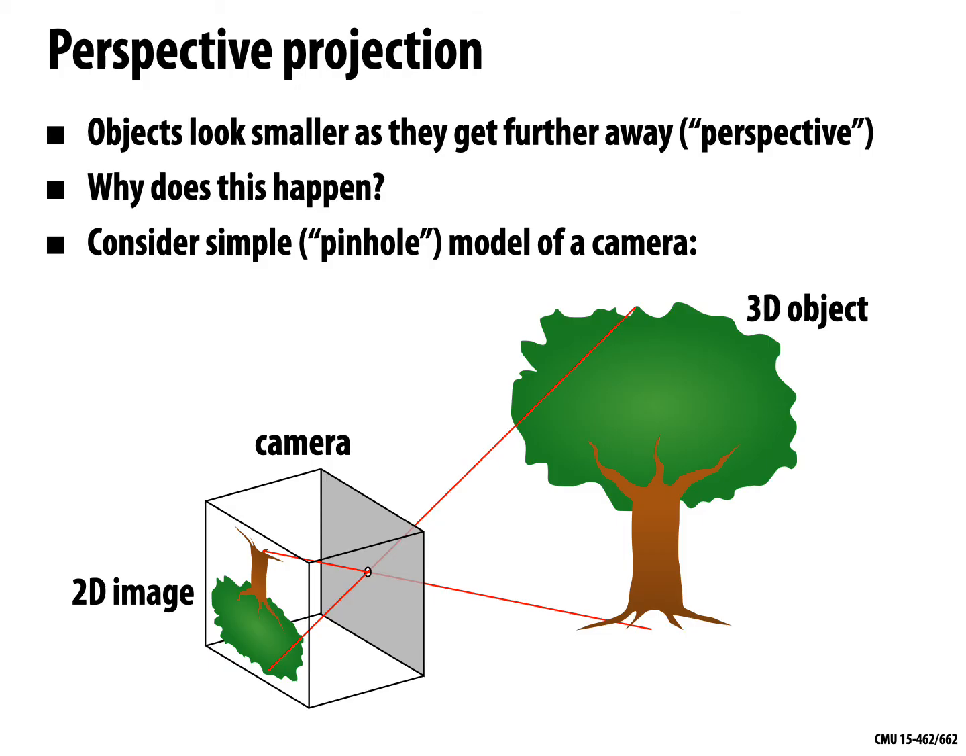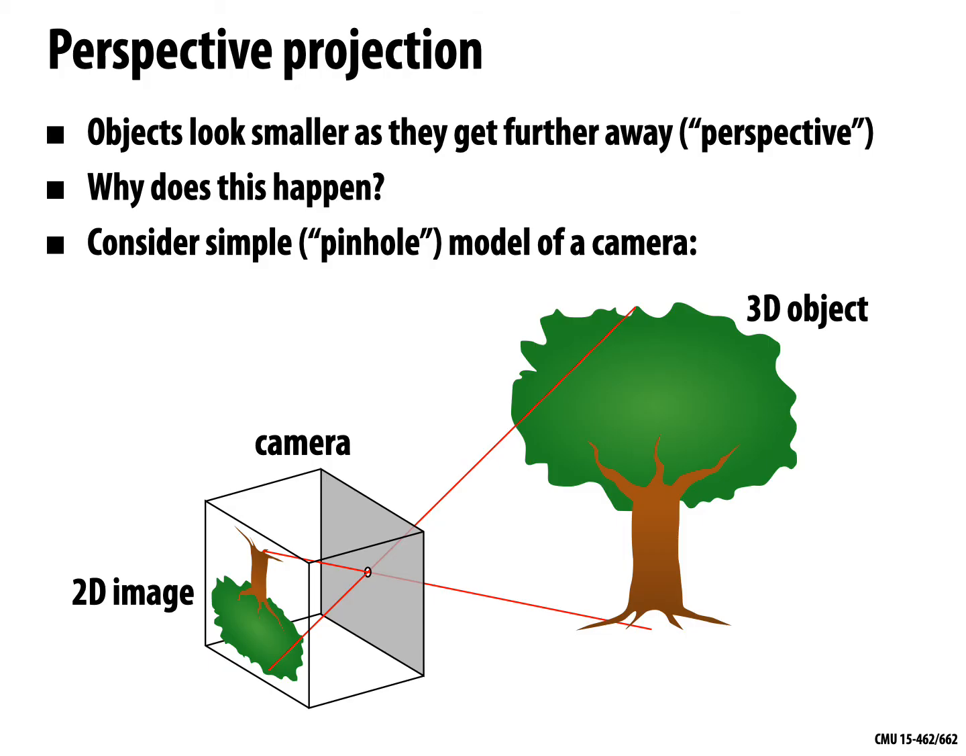your pinhole camera. What we want to understand, again, is this phenomenon of perspective. Why is it, given this setup, that objects that are closer look bigger and objects that are further away look smaller? If I move the box away from the tree or toward the tree, why should the size of the tree change in my two-dimensional image?